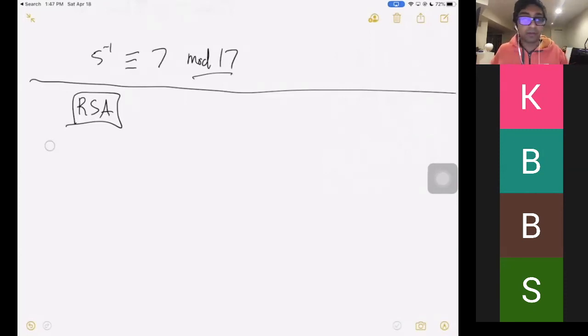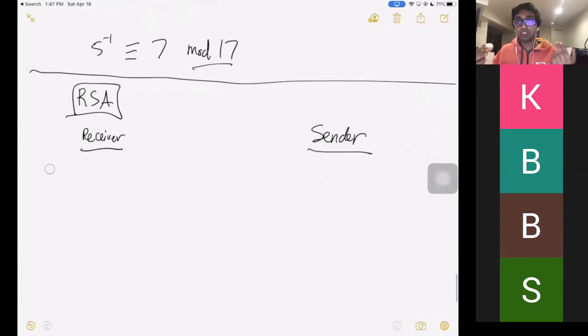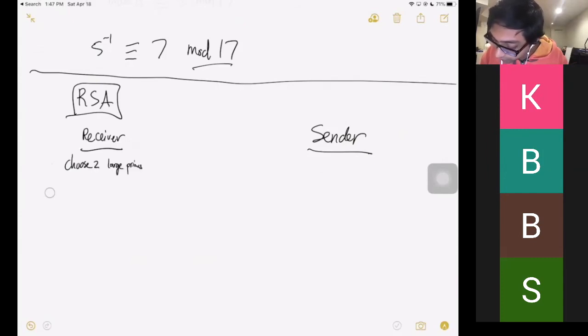Okay, cool. So let's talk about RSA. Specifically, there's going to be a receiver and a sender. The receiver will first publish a public key. And after the receiver has published a public key, anybody who ever wants to talk to that receiver can do so via their public key. So here's what the receiver will do. Choose two large primes, P and Q, that are distinct.